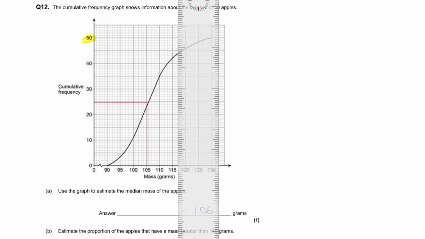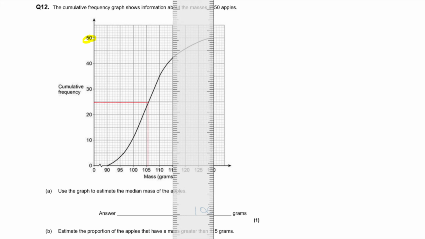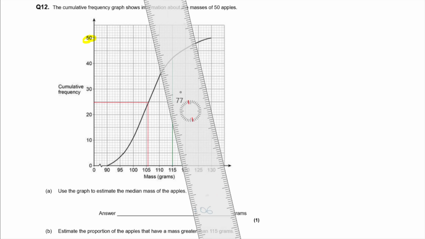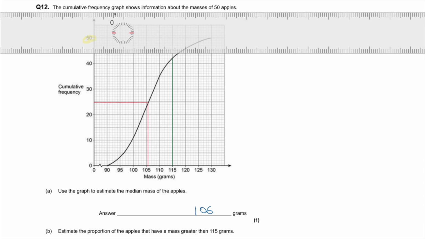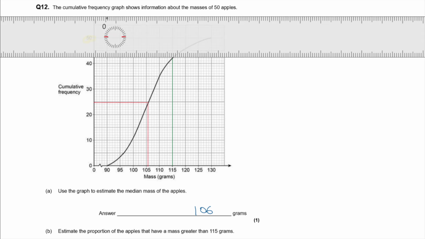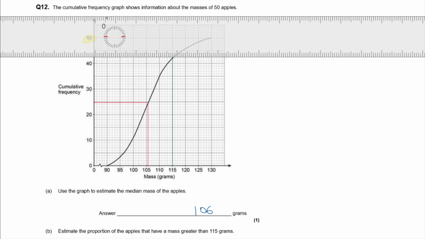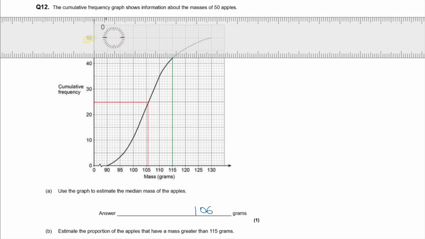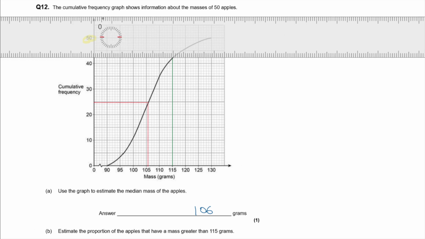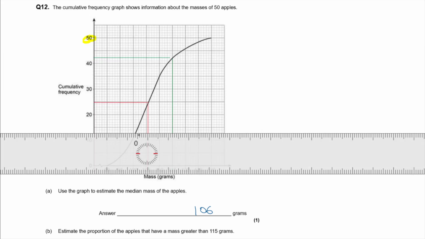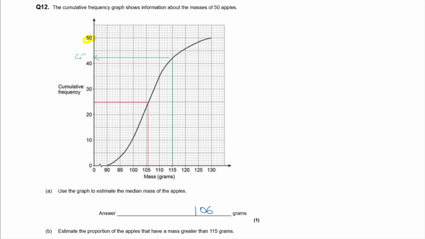Okay, so this one I'm looking back the other way. So I'm going to start at 115 and I'm going to read up to the cumulative frequency curve and across, and then that's going to tell me how many apples in this case had that mass or fewer. Okay, so that's 2 divisions above 40 on mine. So that's 42 I'm reading off there.